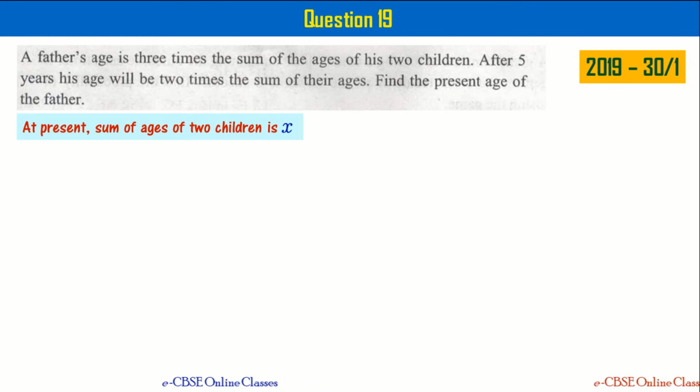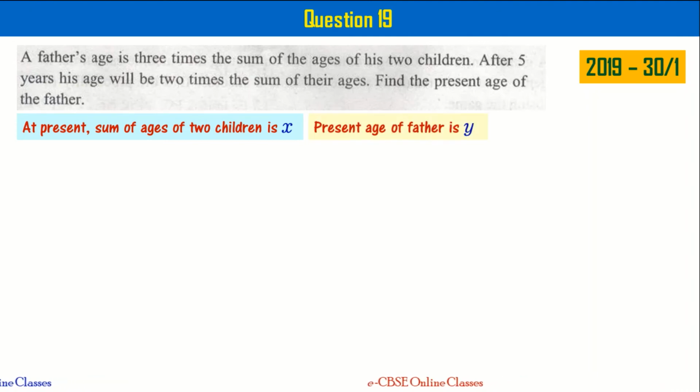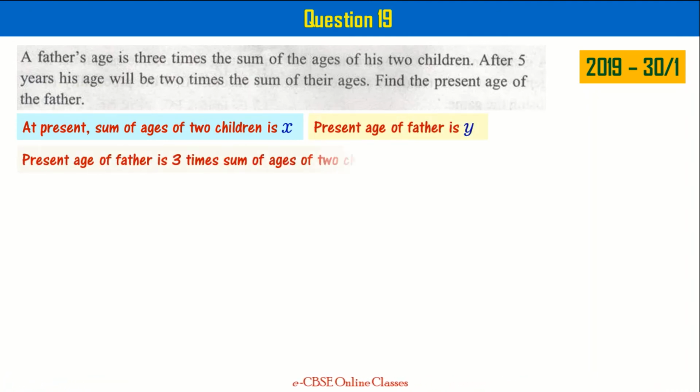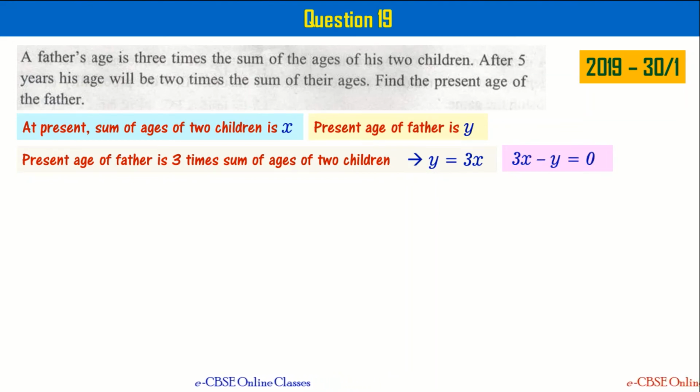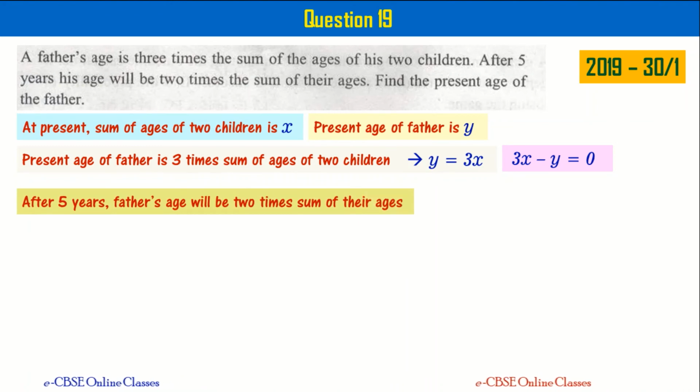At present, the sum of the ages of 2 children is x. I'm assuming that. And the present age of father is y. As per the first statement, the present age of father is 3 times the sum of the ages of 2 children. It means that y equal to 3x, right? It can be written as 3x minus y equal to 0. Let's go to the second statement. There is a catch here.